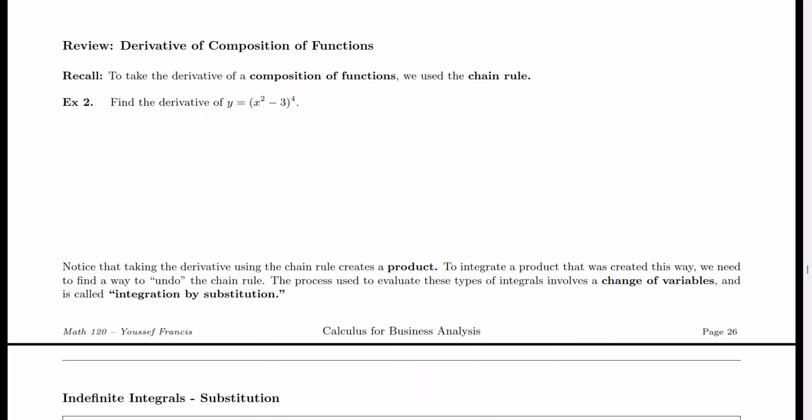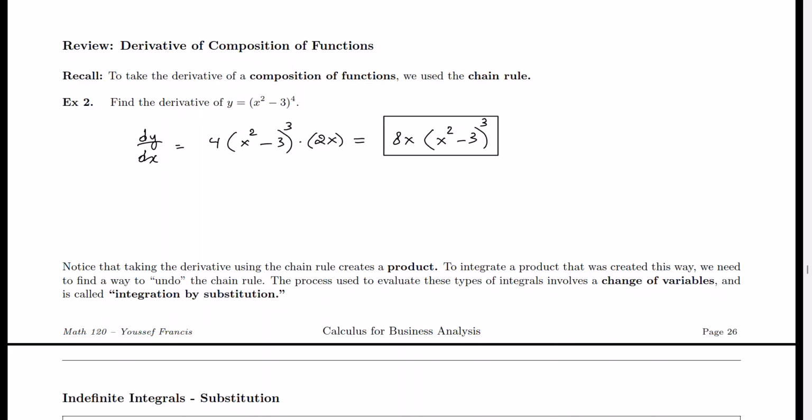So if we want the derivative in this problem, we would have to do something like the chain rule, which says first bring the power down, and so you end up with 4 times the x squared minus 3. You're supposed to reduce the power by 1, so now it's power 3. And then finally, you're supposed to multiply by the derivative of the inside, which is the derivative of x squared minus 3. That's going to be simply 2x. So in total, the answer is going to be 8x multiplied by x squared minus 3 to the power of 3. So this is how you'd find the derivative using the chain rule.